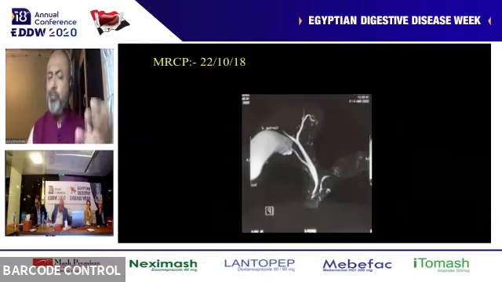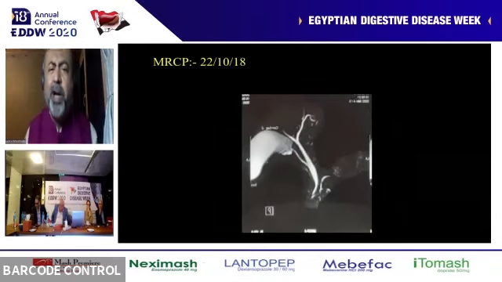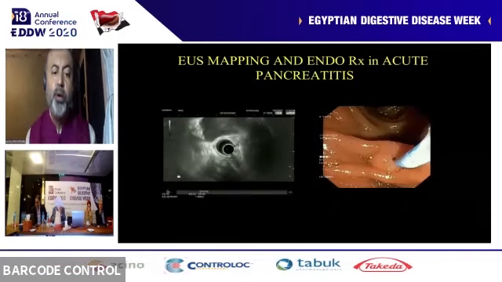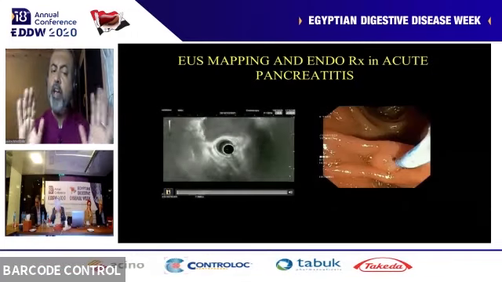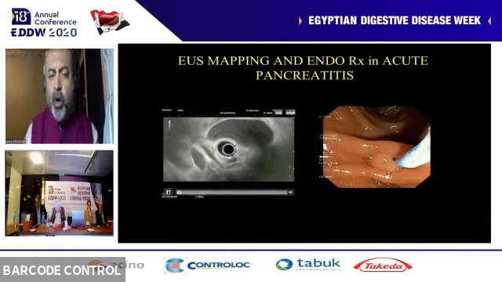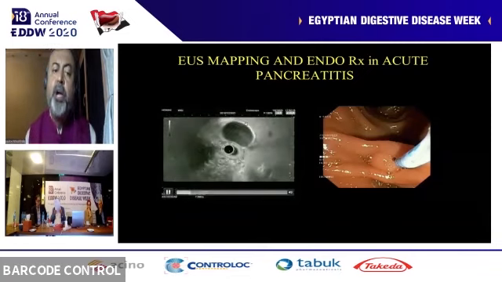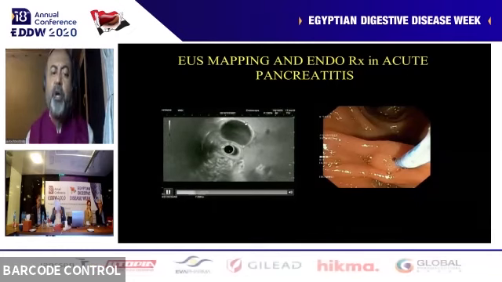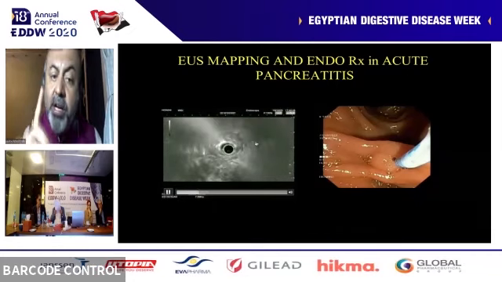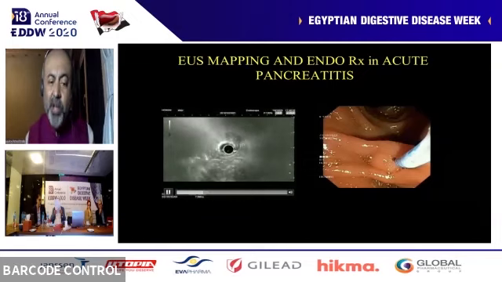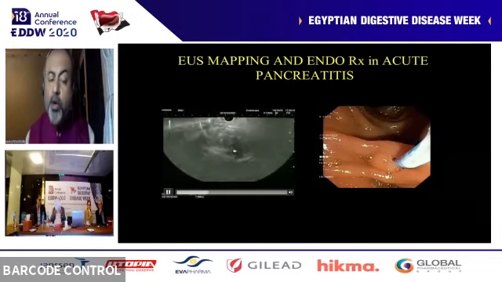Now, if you see a duct like this, recurrent acute pancreatitis, undilated duct, what would you do? I will tell you what we'll do. I want all the ERCP experts on board to pay attention to this case, please, because this is going to be a game changer, because we do endotherapy in undilated ducts. I'll tell you why. When you do a proper EUS mapping, look at this.